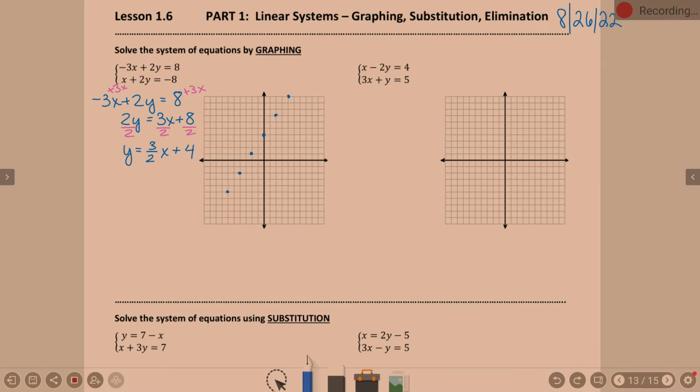Can I get a ruler? You can, if you can do it quietly. Okay. So, for me, the more dots I make, the more precise my line is, the better this will work out in the end.